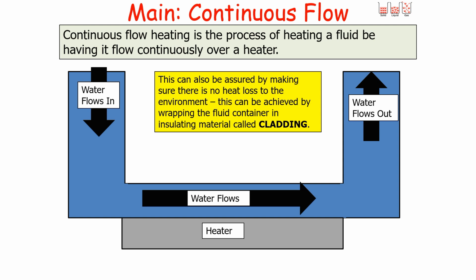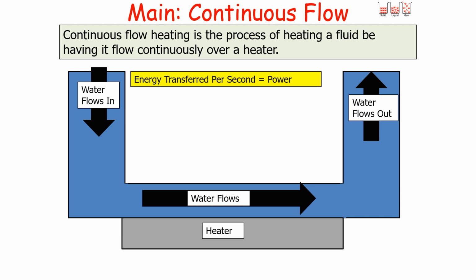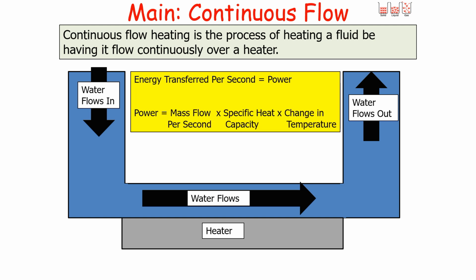Now, what we're going to look at in this process is calculating the energy transferred per second, or the power of the heater. You can work out the power of the heater by doing the mass flow per second times the specific heat capacity times the change in temperature. We can also use this to work out the work done, or the energy supplied by the heater, or in fact the specific heat capacity of the substance.